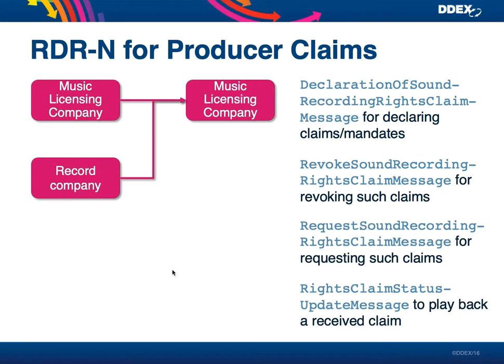Well, only through this claim status update message can the record companies be informed of those overclaims, and they can then take action and correct those overclaims so that the music licensing company again has a claim for 100% for a specific territory and can operate.